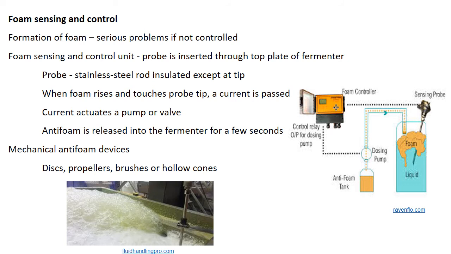Process timers are included to ensure that the anti-foam has enough time to be mixed into the medium and break down the foam before the probe senses the foam level again. A number of mechanical anti-foam devices are also available, such as discs, propellers, brushes, or hollow cones, which are attached to the agitator shaft above the broth surface. The foam is broken down when it is thrown by these mechanical anti-foam devices against the wall of the fermenter.